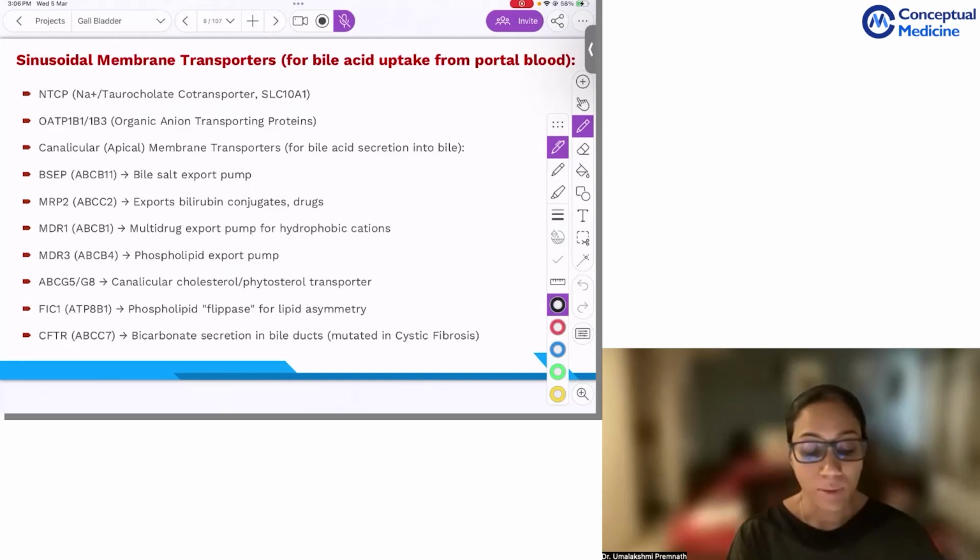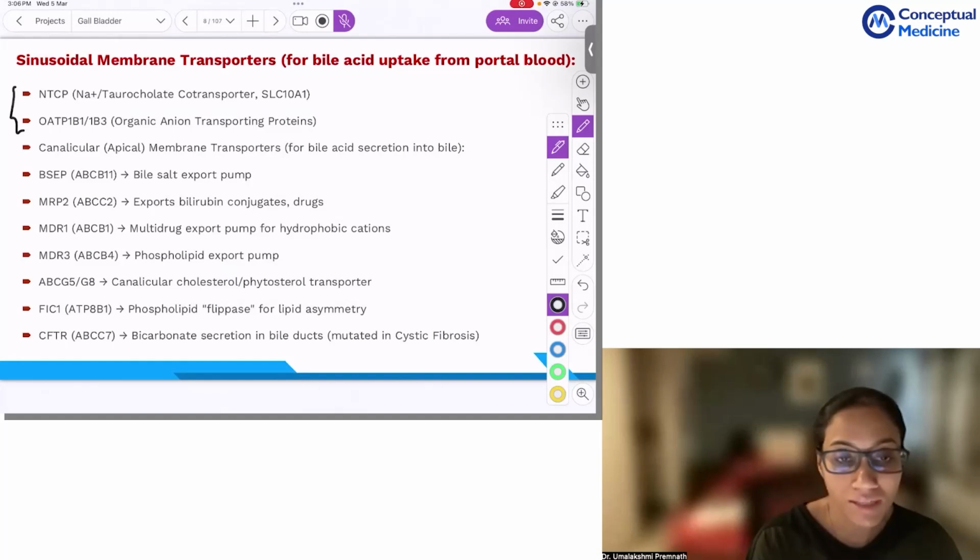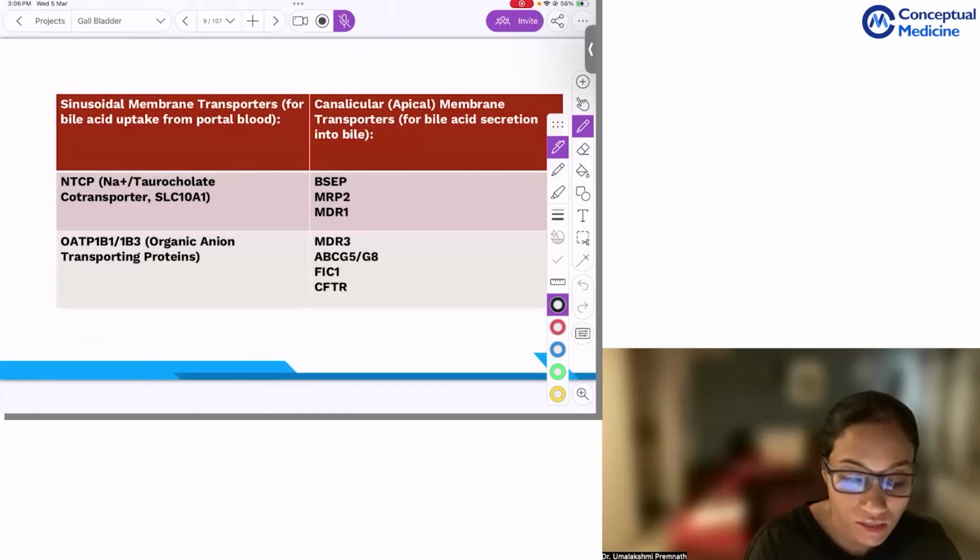Now, the sinusoidal membrane transporters, the NTCP and organic anion transporter along the basolateral. Apart from this, you have the bile salt export protein, MRP2, MDR1 or the ABC1, MDR3 or the ABC4. This is important. Why is it important? Because these are the ones which result in certain conditions like progressive familial intrahepatic cholestasis and benign recurrent intrahepatic cholestasis.